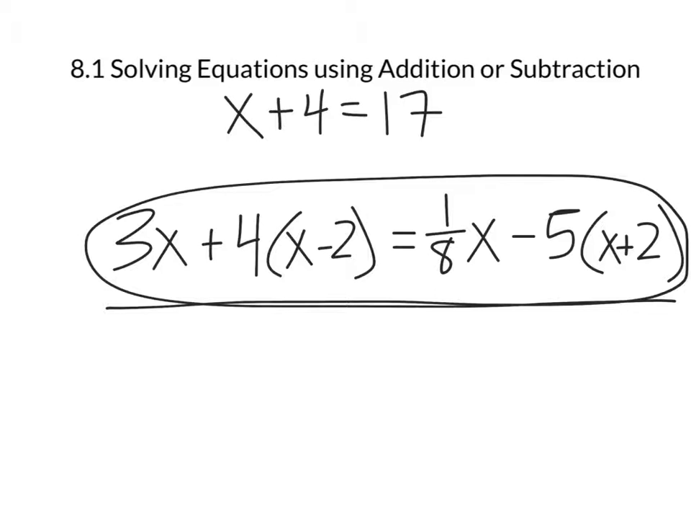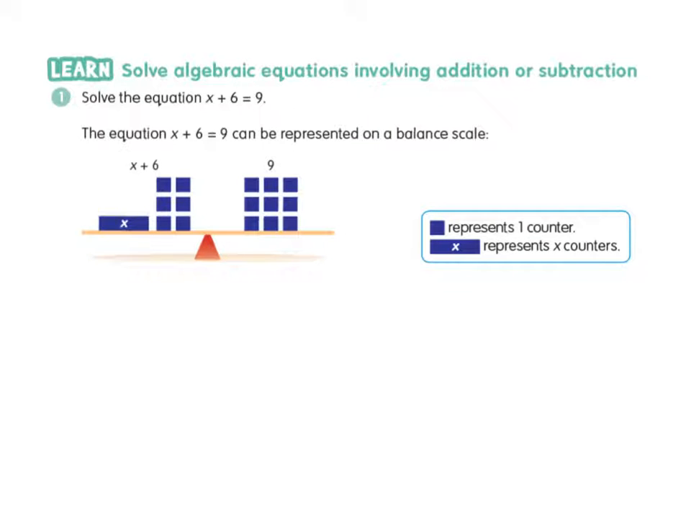What does that method look like? Let's jump into the first example problem and get a visual picture of what isolating the variable will look like. In this problem, we're solving the equation x plus 6 equals 9. Remember, we're learning a new method called isolating the variable. This picture shows what the equation currently looks like on a balance scale. We have x plus 6 on one side, and we have 9 on the other side.